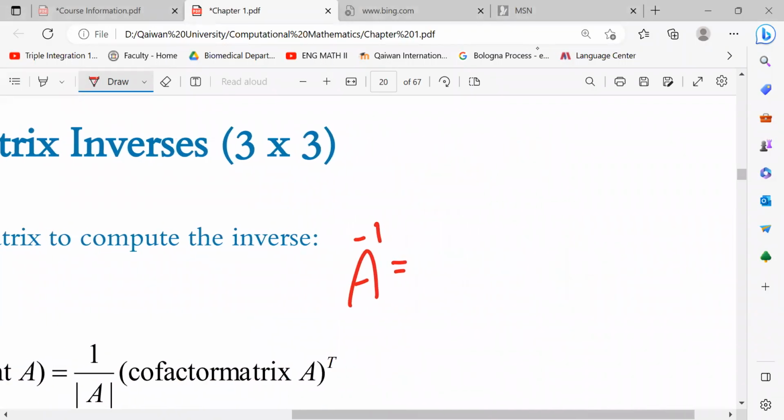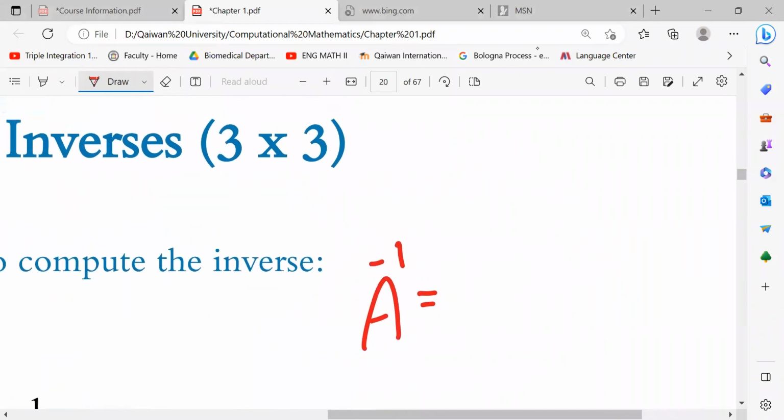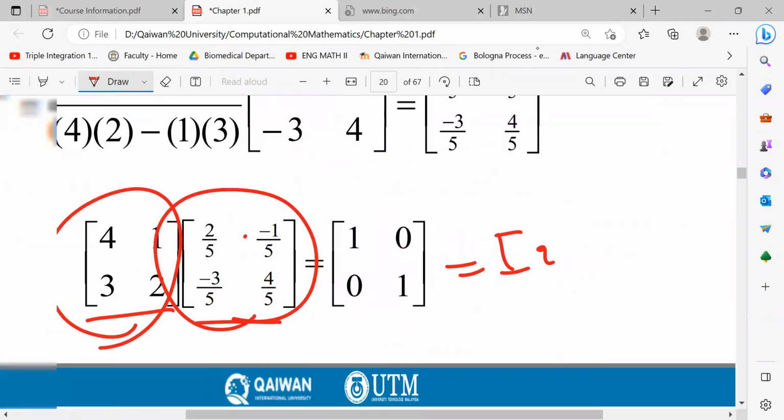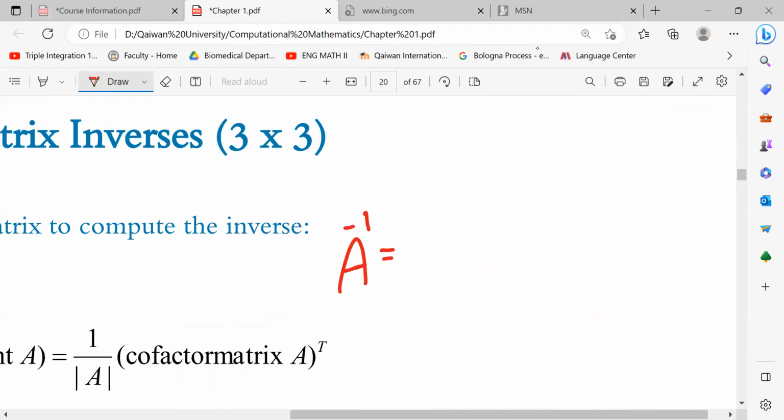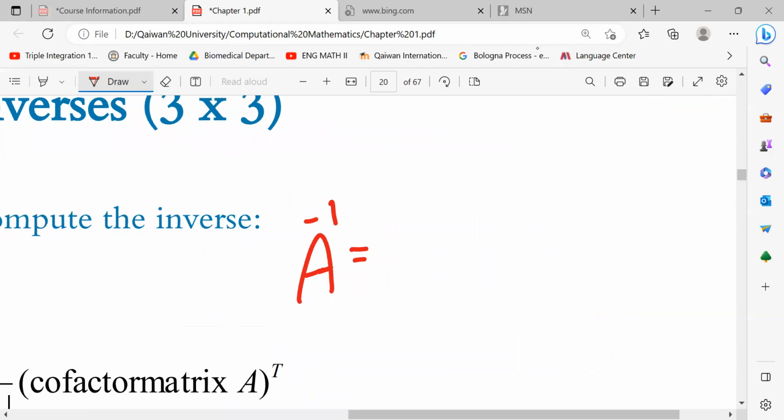Then for a 3 by 3 matrix, to find the inverse, we say A inverse, if A is a 3 by 3 matrix, its inverse must be a 3 by 3 matrix also. For any size of square matrix, the inverse must be the same size. As you saw in the previous example, the matrix A is a 2 by 2 matrix. How about its inverse? It's also a 2 by 2 matrix. What if it is a 3 by 3 matrix? Its inverse must be a 3 by 3 matrix.